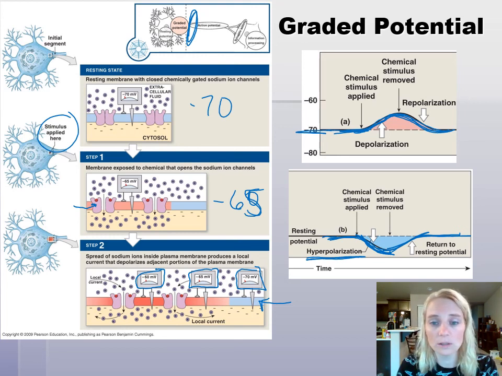So this is just a quick little video to cover graded potentials. Chemically gated channels on the cell body and dendrites may or may not produce an action potential on the initial segment of the axon. But we're going to look at that next.